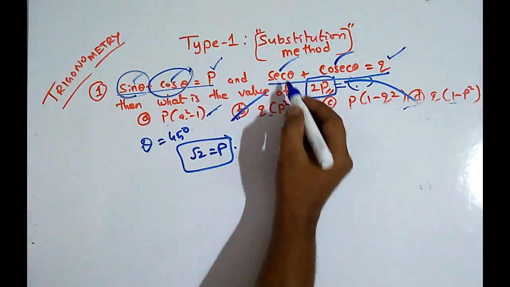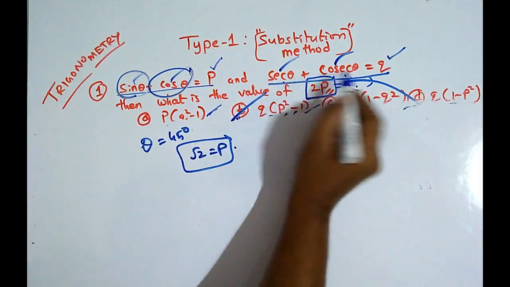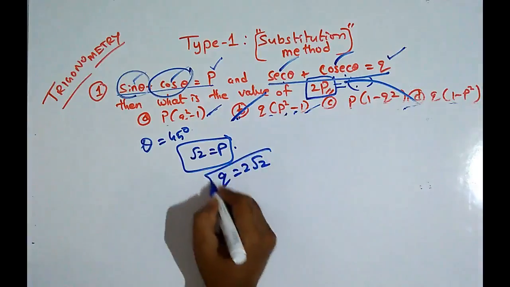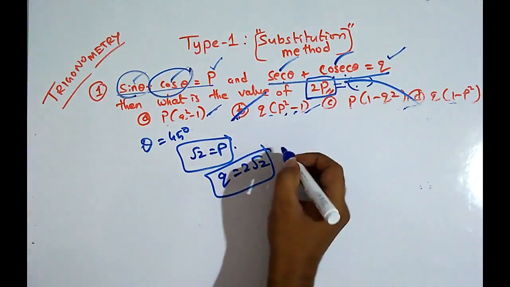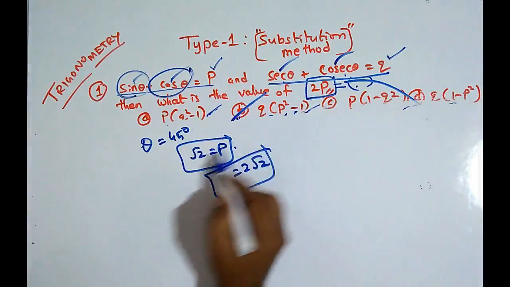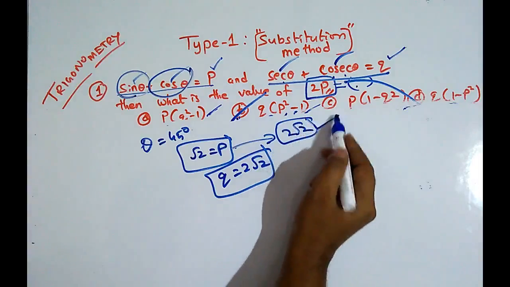We have to note it like this. Secant theta is root 2, cosecant theta is root 2. Root 2 plus root 2, that is 2 root 2. Q is equal to 2 root 2. I am telling you what you have to do in the exam with the rough sheet. Then what is the value of 2P? 2P is nothing but 2 root 2. So we have to find what is 2 root 2.